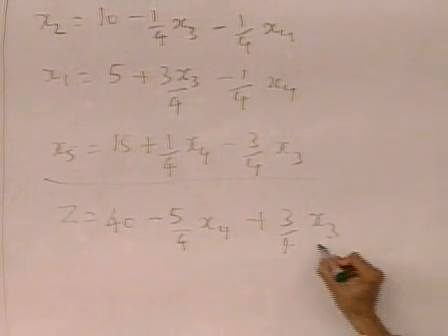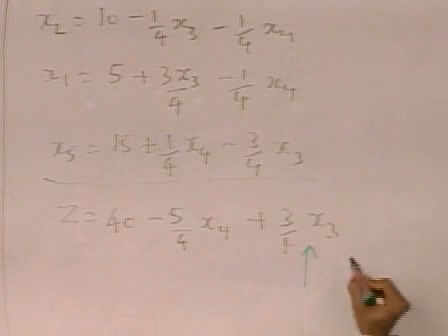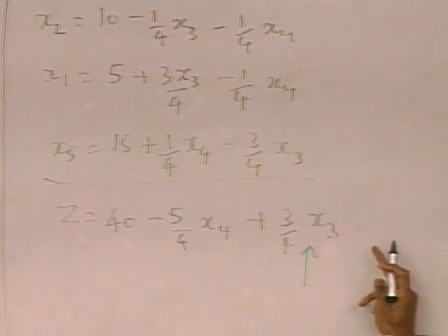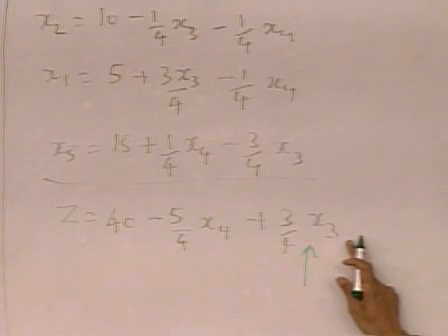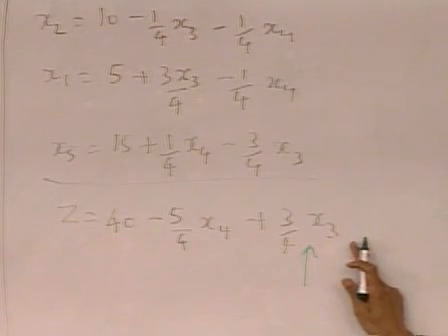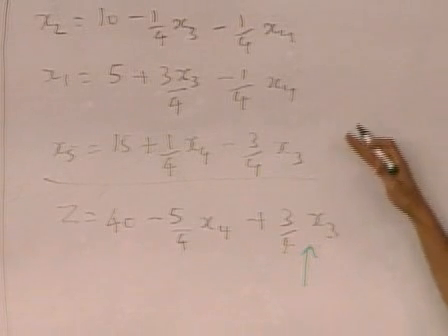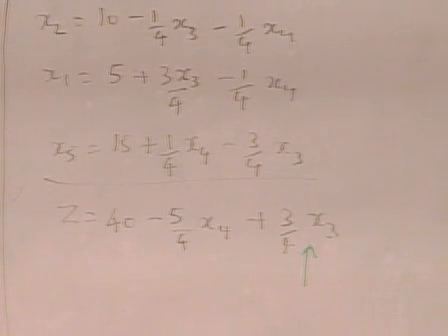So here, this is the only choice. Do you agree? You have to increase x3. Now when you increase x3, what happens? Which equations limit you from increasing x3?